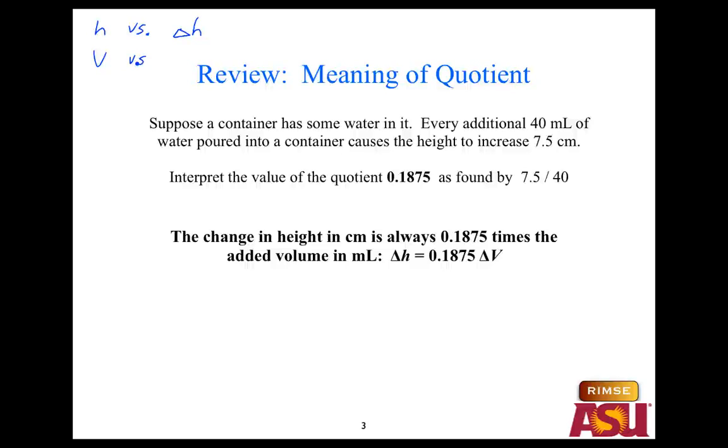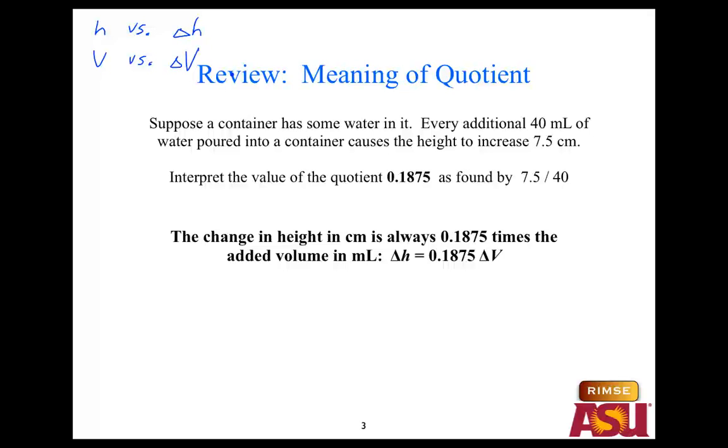So volume is just a total volume in the container. Delta V is a new quantity that means what? How much the volume changes, okay? All right, so if the change in height is always 0.1875 times the added volume, can we interpret it a different way? Can you do it a different way?